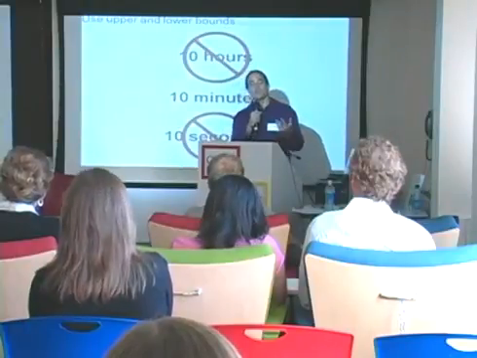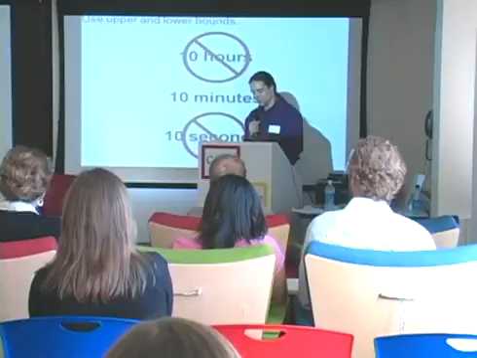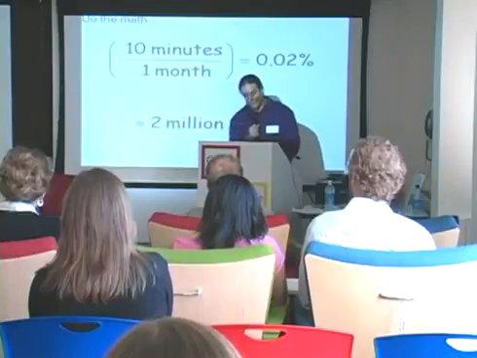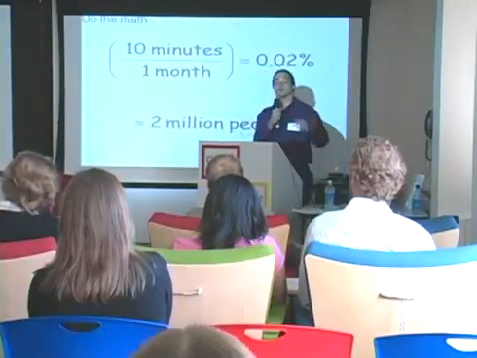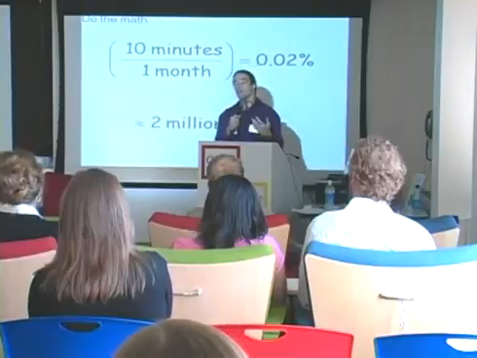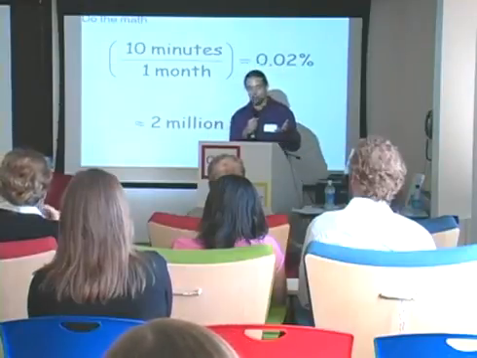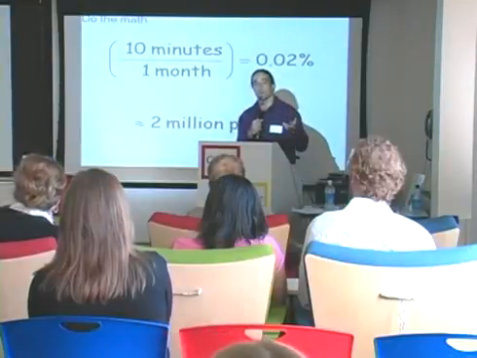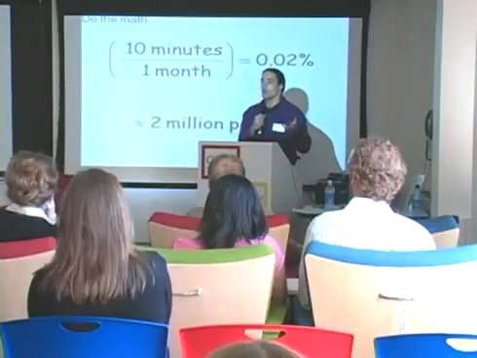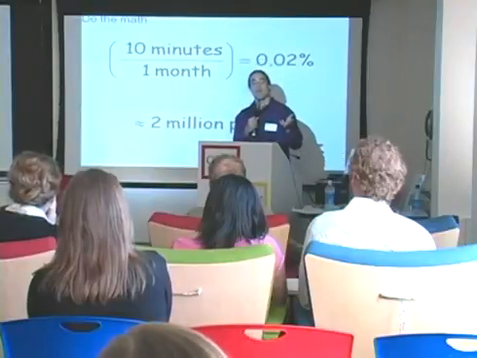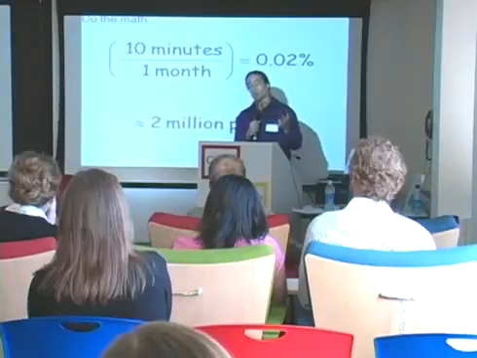So 10 minutes seems like a reasonable amount of time for a typical sexual encounter. So if you take 10 minutes and divide that into a month, get your units to cancel, you'll find out that people are roughly having sex 0.02% of the time. Or put another way, the probability that any of you in this room are having sex at this instant is about 0.02%.